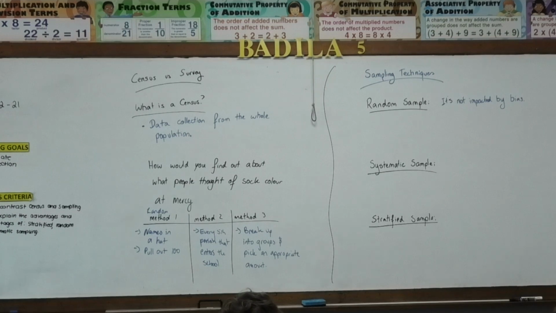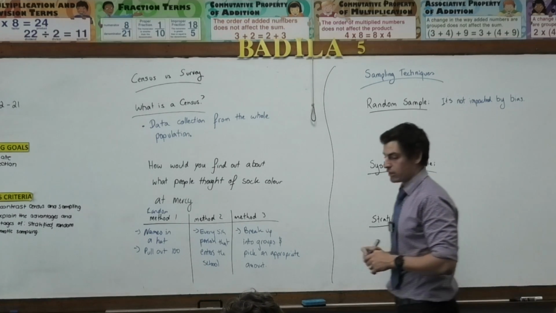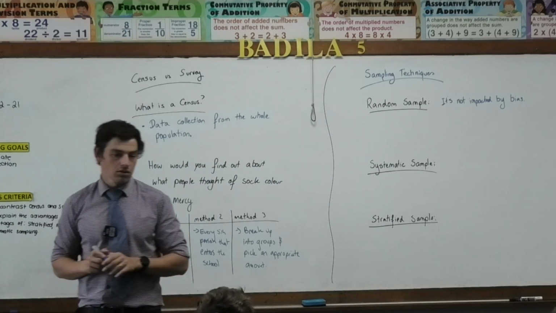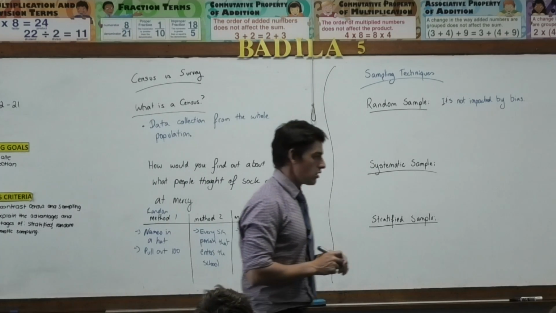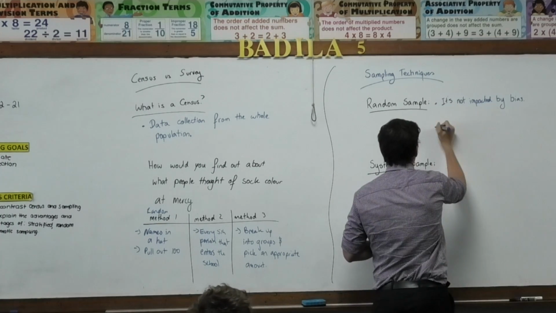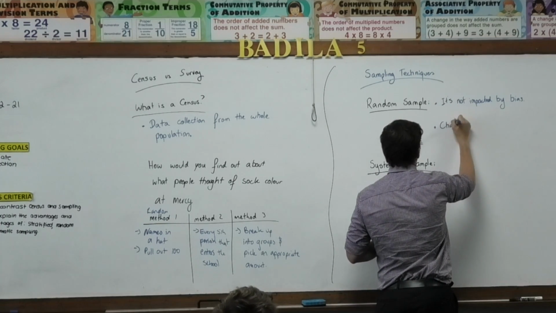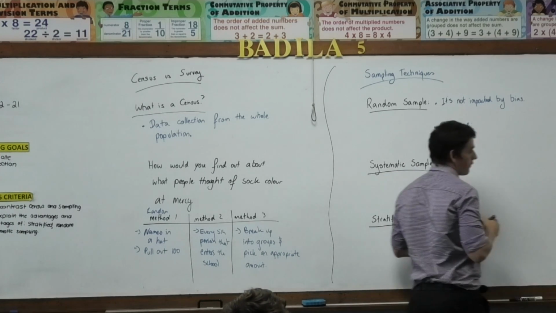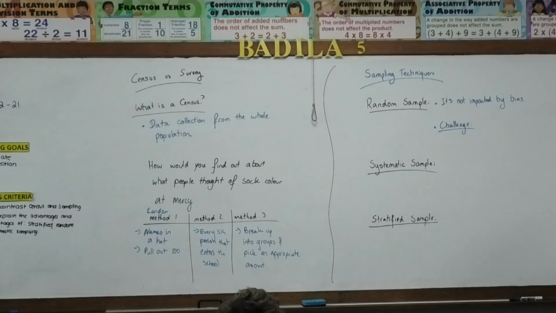It's not impacted by bias, obvious bias. What's the challenge behind a random sample? If I wanted to do a random sample of the population of Mackay, what would be the problem?